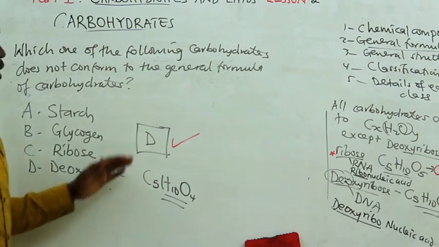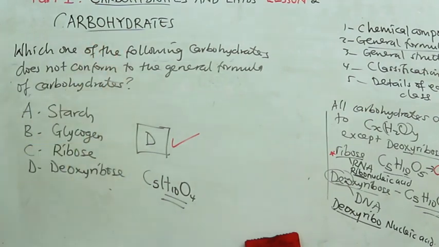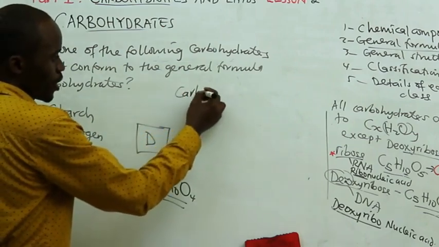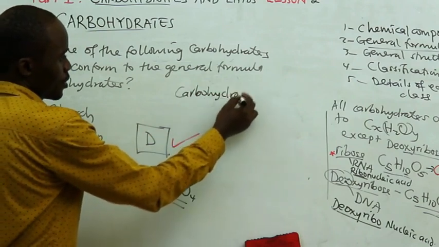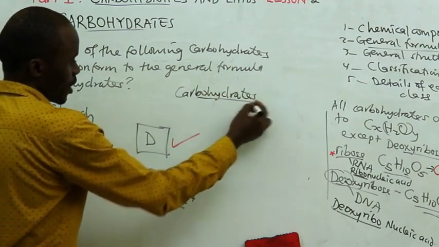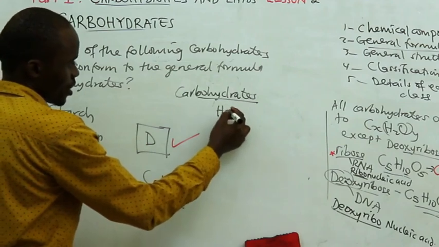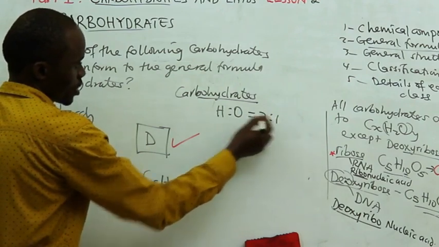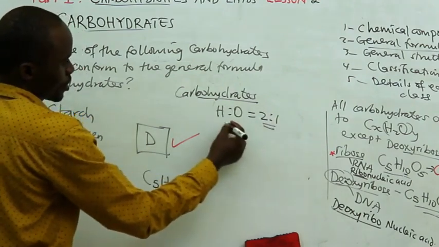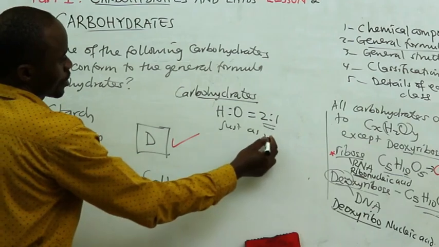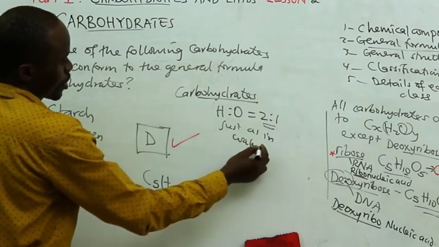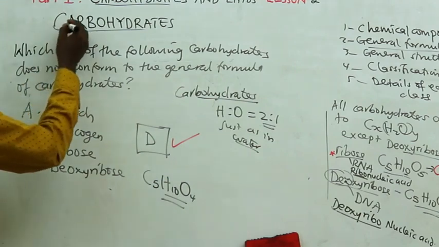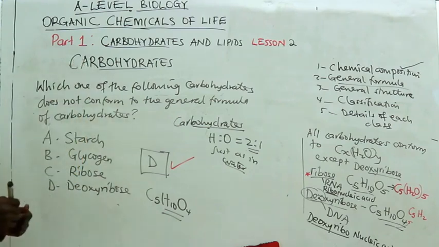And I believe you have also known why carbohydrates are called carbohydrates. They are called carbohydrates because they have the ratio of hydrogen to oxygen being equal to 2 to what? To 1, just as in water. So that's why they are called carbohydrates. And the word carbo is representing that they are also made up of carbon.